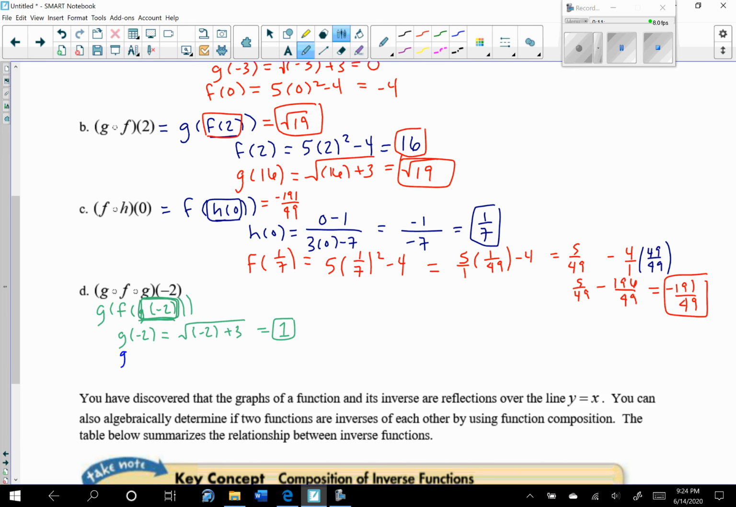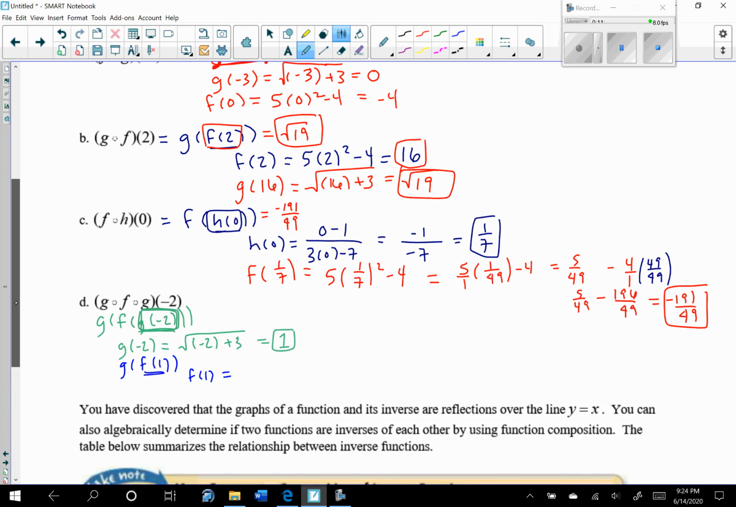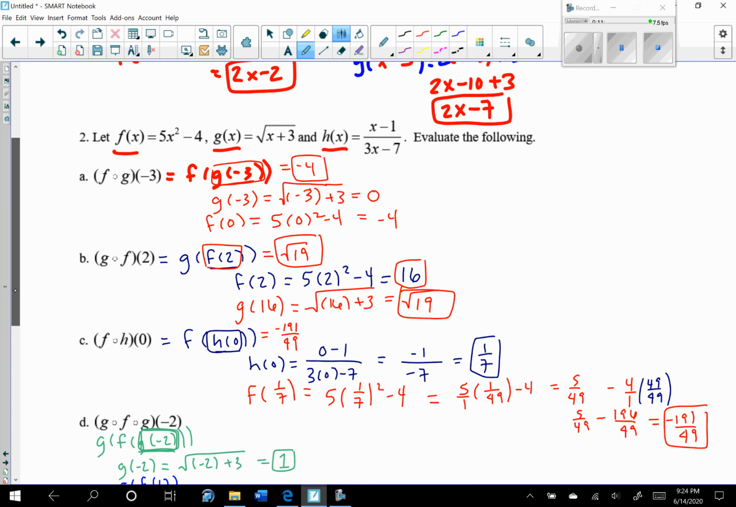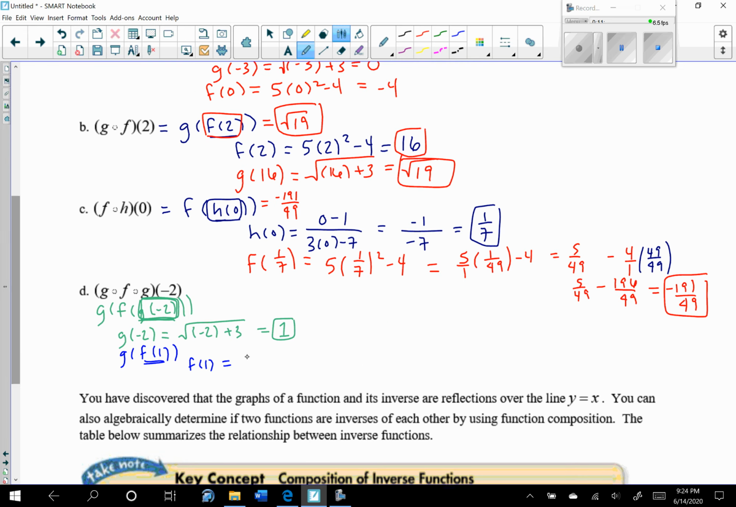So g of f of 1 now. And again, the inner function is f of 1. So f of 1 is equal to, and then go back up here, 5x squared minus 4. So 5 times 1 squared minus 4. 1 squared is 1 times 5 is 5 minus 4 is equal to 1. And now I'm taking this answer and replacing it here with the f of 1.